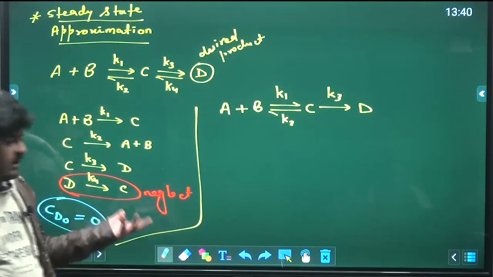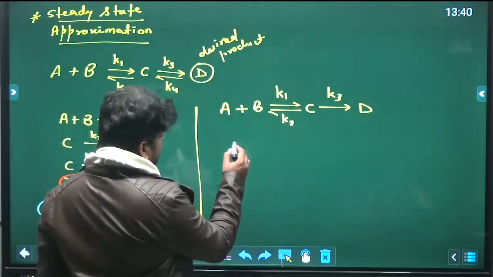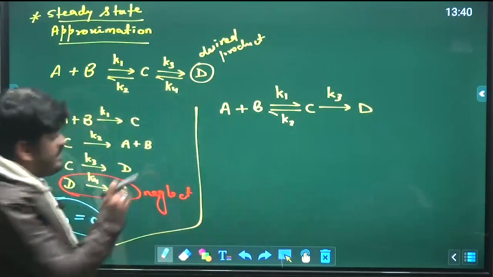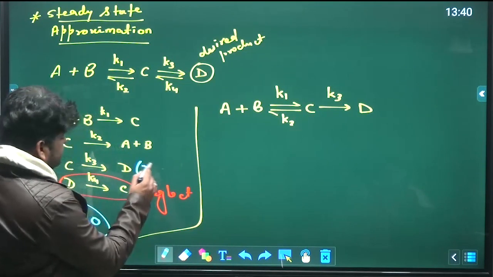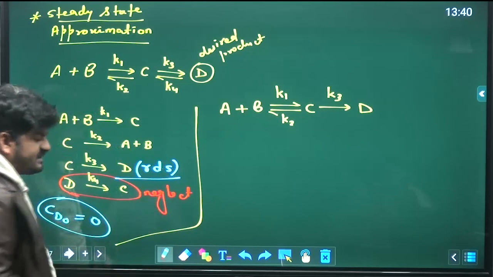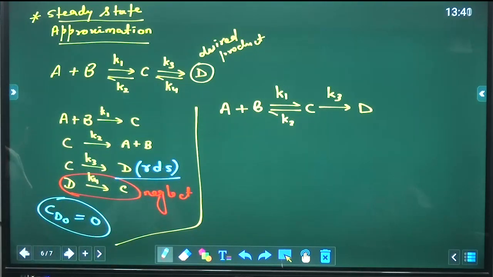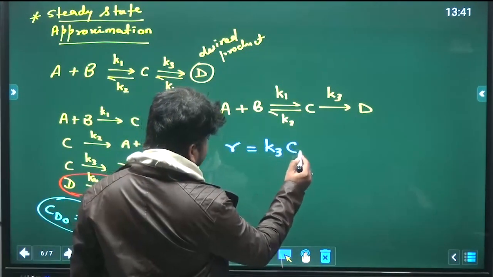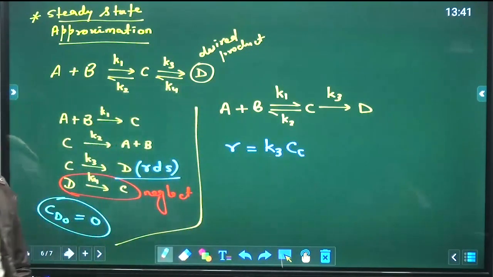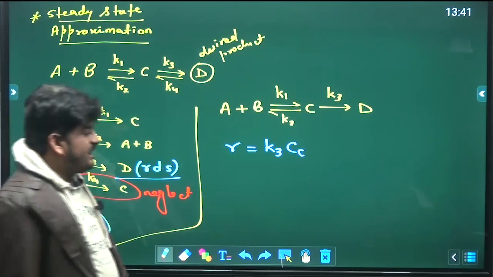Clear? And in this reaction mechanism, the steady state approximation method says that the step in which the product is getting formed is the RDS. This step will be the RDS because here the product is getting formed. So what will be the rate of reaction? That will be equal to k3 C_C power 1. And all these are elementary steps. Clear? So now what do we have to do?